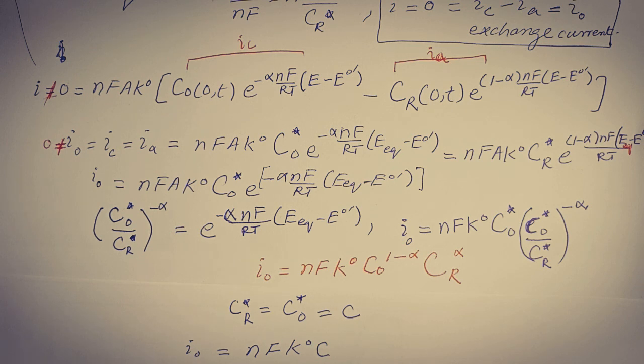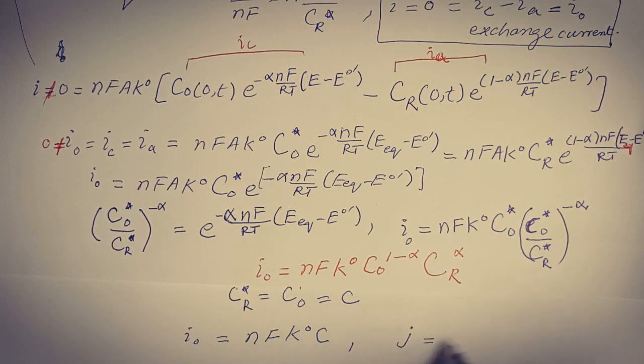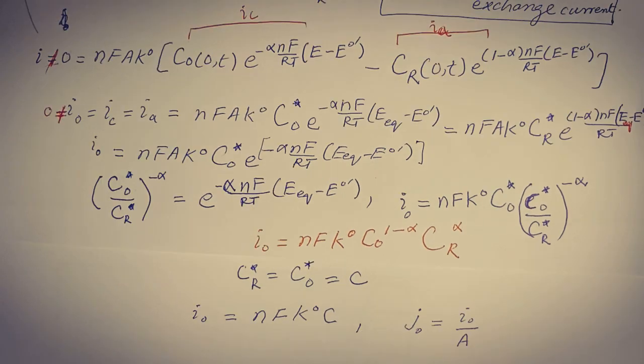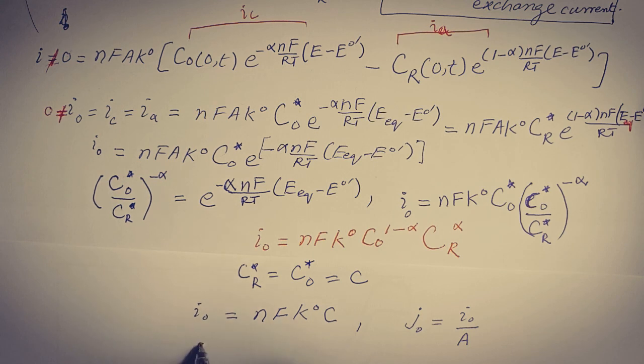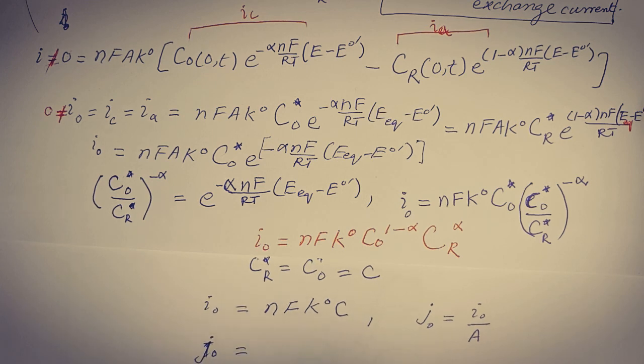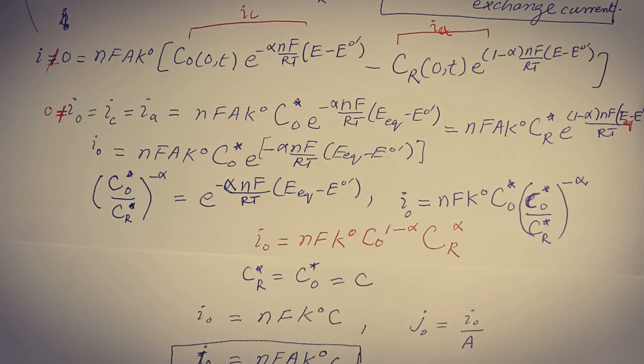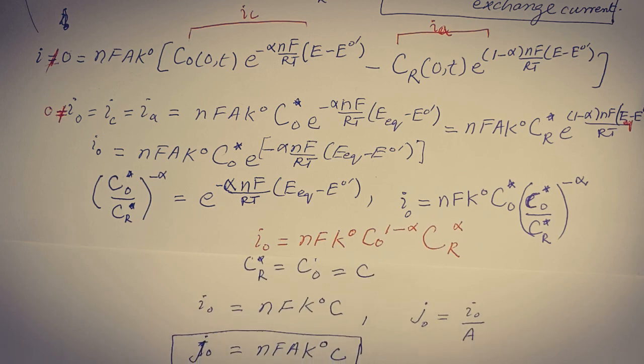electroactive species. Practically, the exchange current is usually expressed in terms of current density, which is the current per unit area. So we have the final expression for the exchange current density, that is equal to NFA K naught C, and this is the important equation which has been used for electrode kinetics.